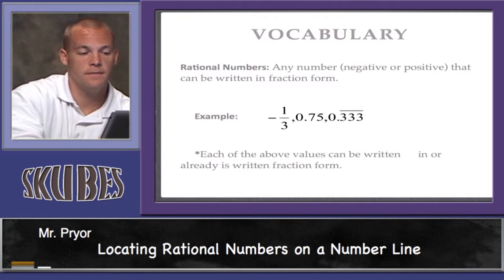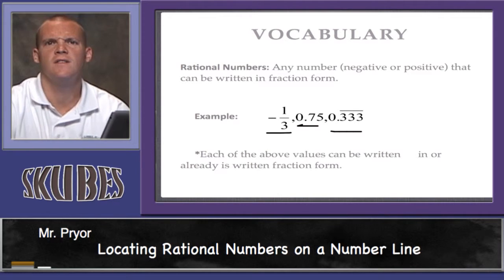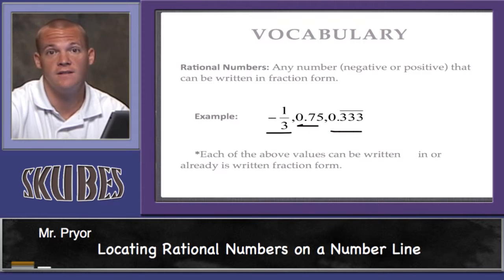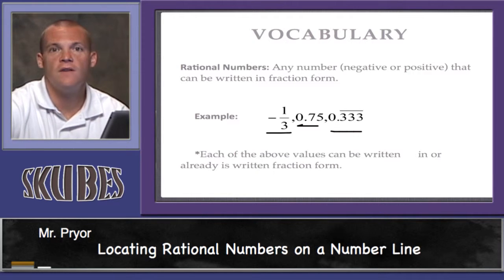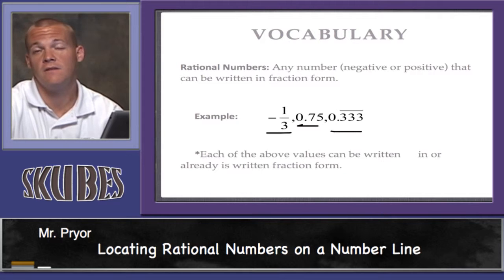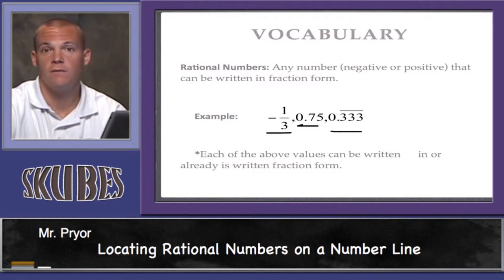you need to know that the examples down here, like negative 1/3, 0.75, and 0.3 repeating, are all considered rational numbers. Negative 1/3 because it's a fraction, and since the definition is a number that can be written as a fraction, of course that's going to be rational. 0.75 is a decimal, I do realize, but remember decimals and fractions are really the same thing, just a different form. So 0.75 in fraction form is actually 3/4.